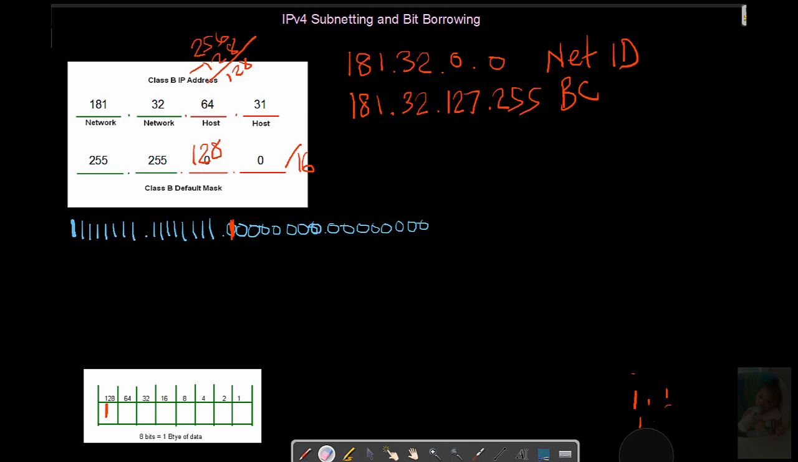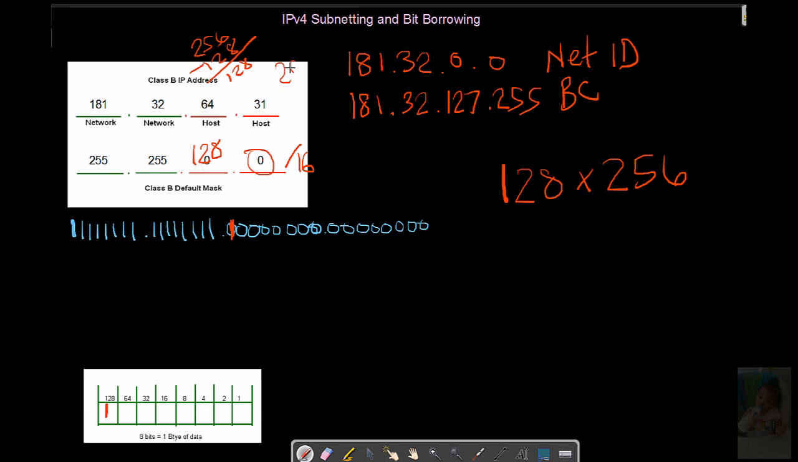How can you figure out how many hosts are in there? Well, 0 to 127 is 128 times 256 potential values of the last octet still. This octet has a potential of 256 different values. When you multiply those out, you're going to get to 32,768. That's how many unique addresses exist in here.